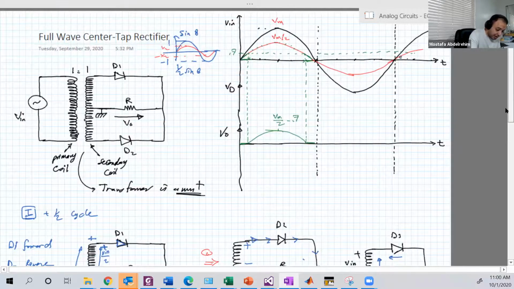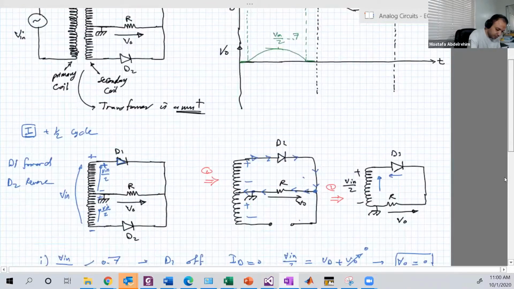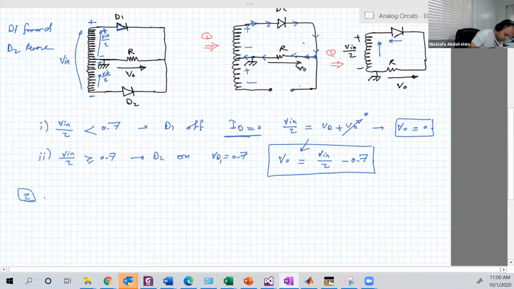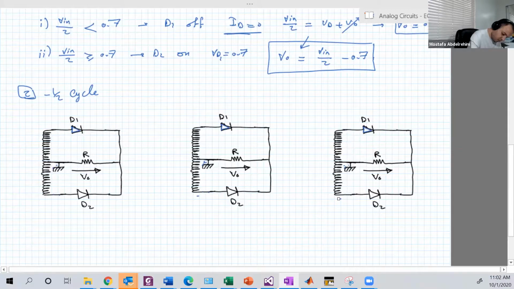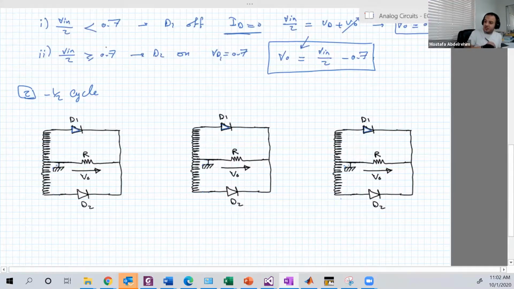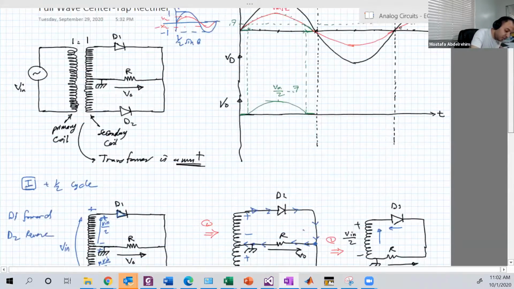Now let's go to the negative half cycle. Number 2, negative half cycle. In the negative half cycle, you have negative here, positive here. Now you change the polarity of the input, you must also change the values.